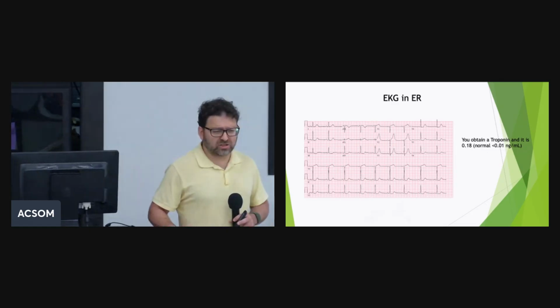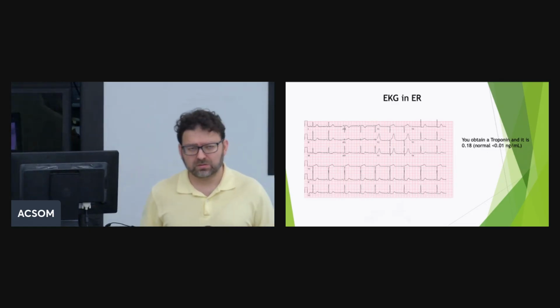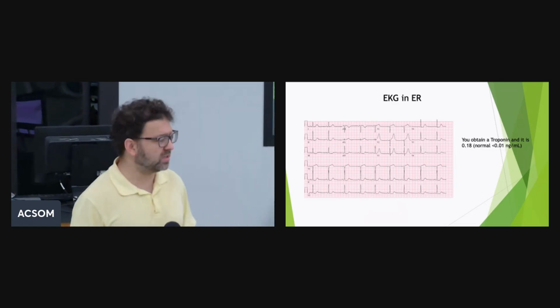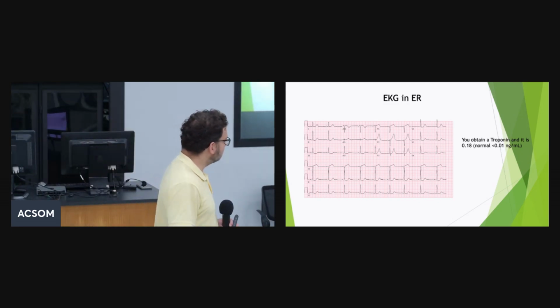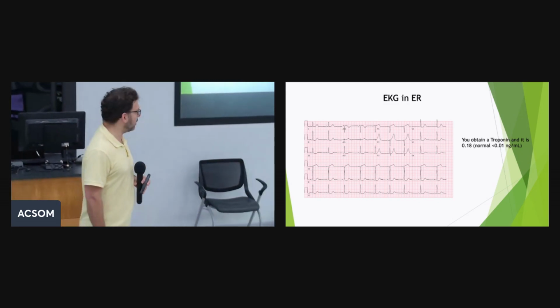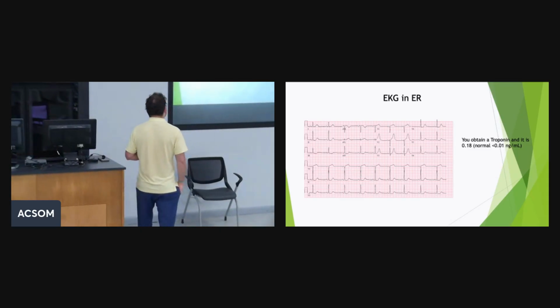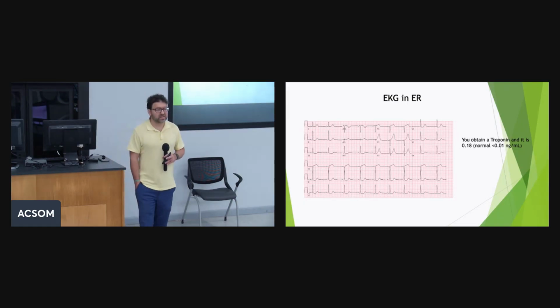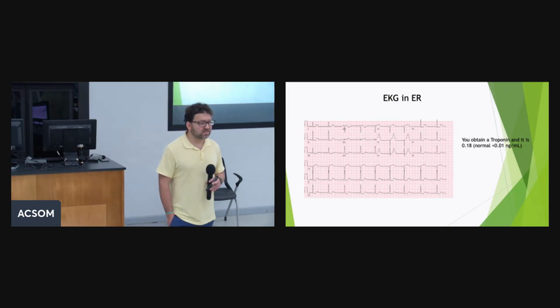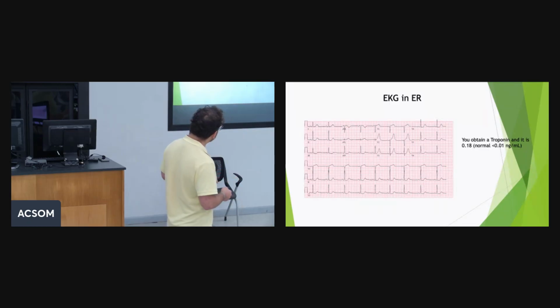So you order a troponin, and the troponin is elevated, 0.18. Normal troponin is less than 0.01. What is your diagnosis? STEMI. Why? Where do you see ST elevations?